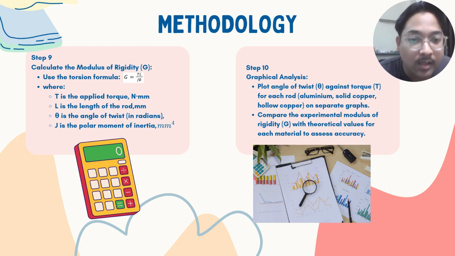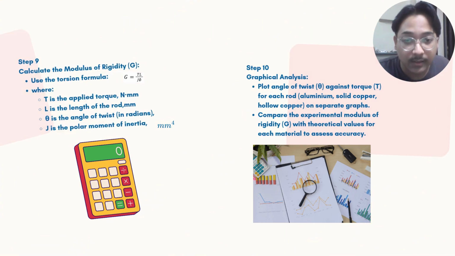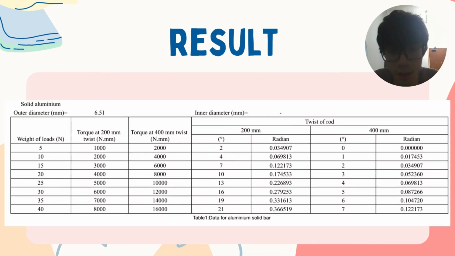Plot angle of twist theta against the torque for each rod, aluminum, solid copper and hollow copper, on separate graphs. And compare the experimental modulus of rigidity G with the theoretical value for each material to assess accuracy. So the next part is the result. So this is step 1.